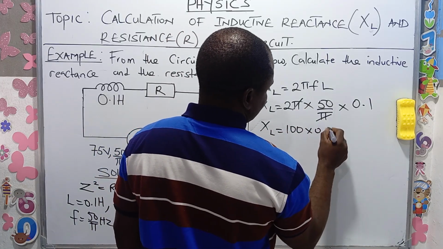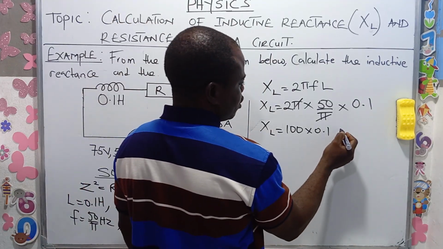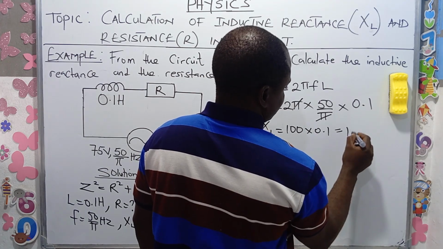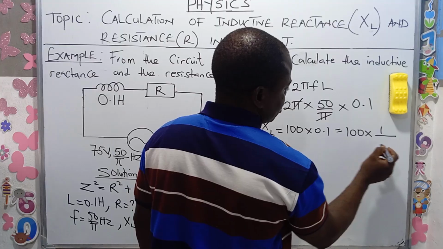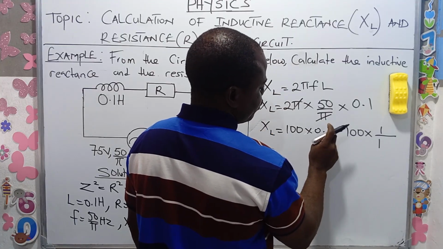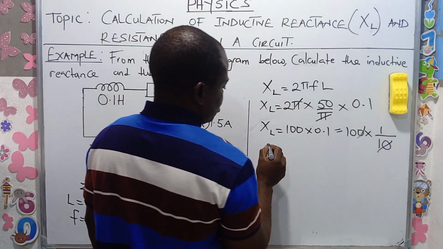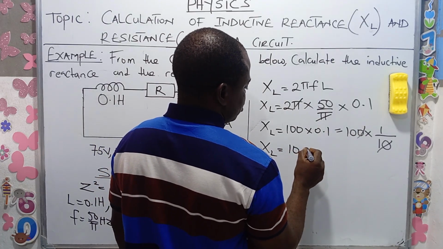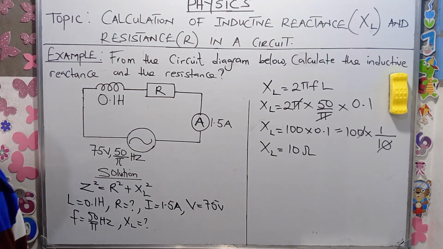100 times 0.1. To limit the rate at which we use the calculator, let's change this decimal to a fraction. We're having 100 times 1 over, the decimal stands as 1. How many figures after the decimal? 1 figure. Add 1 zero. 0 cancels 0. You have your XL to be equal to 10 ohms. That's the value for the XL.